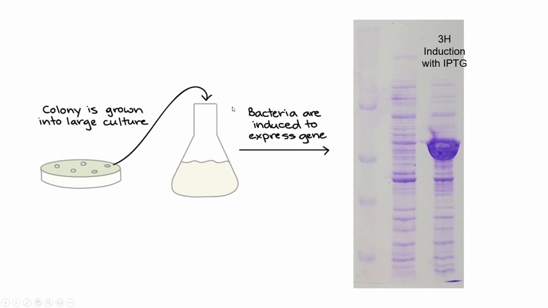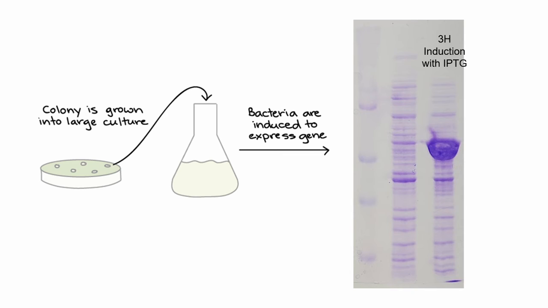Once it grows, we induce it with that IPTG for 3 to 4 hours. And here we can see that after 3 hours of induction with IPTG, we can see the major change where we get this huge, huge band, which is most definitely our beta-gal. So this is how we figure out if we're actually able to produce beta-gal in the first place.